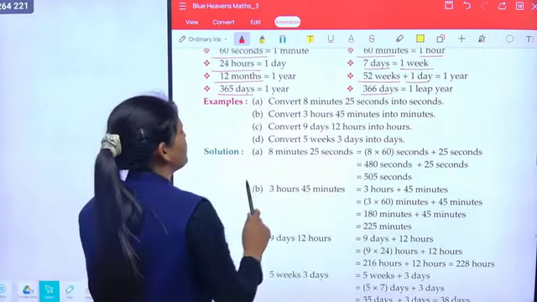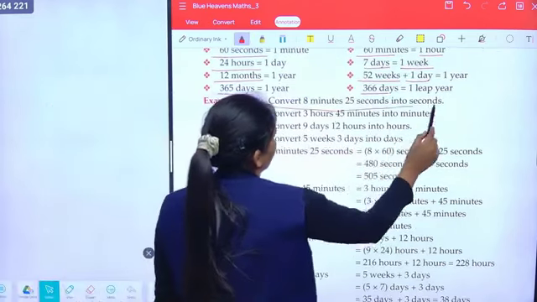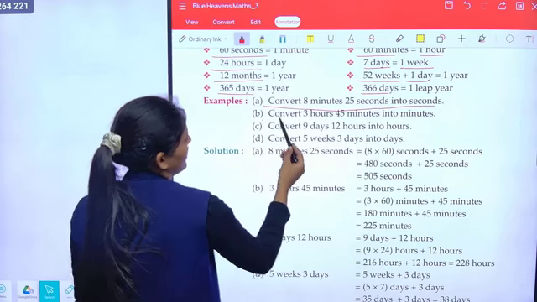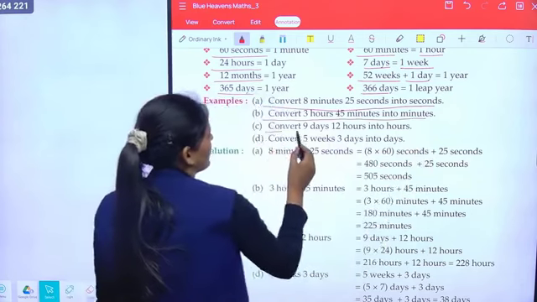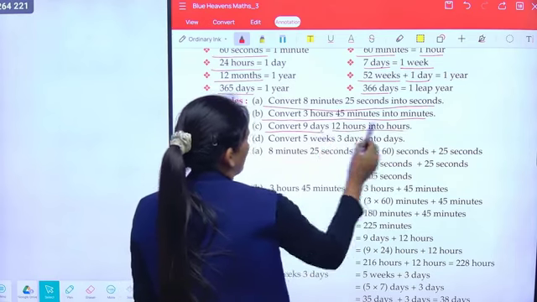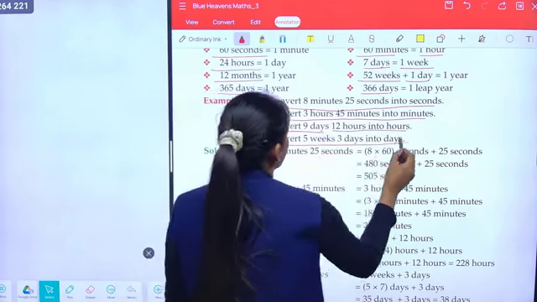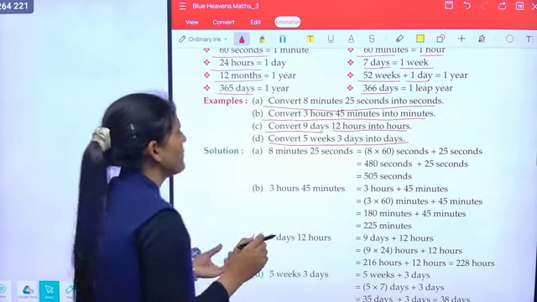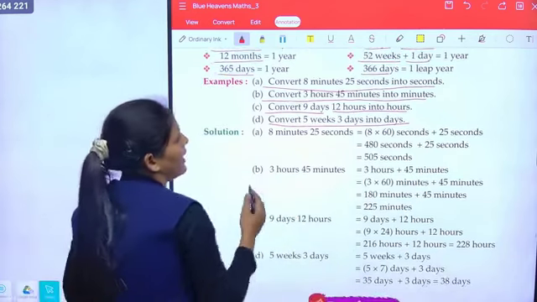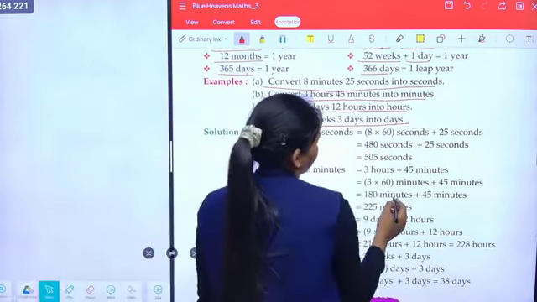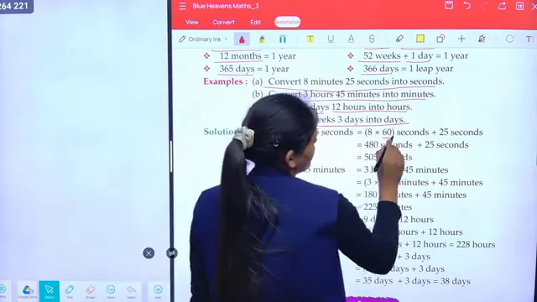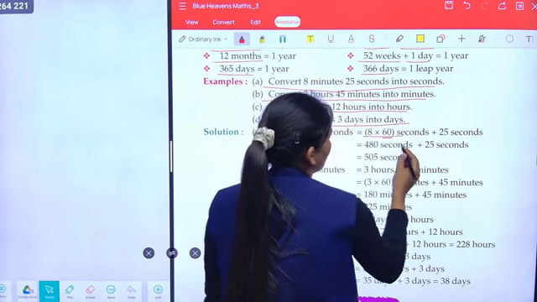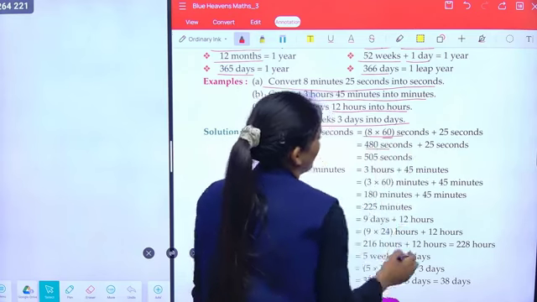Okay, example. Convert 8 minutes 25 seconds into seconds. Convert 3 hours 45 minutes into minutes. Now convert 9 days 12 hours into hours. Convert 5 weeks 3 days into days. Now see, first is 8 minutes 25 seconds. So we will multiply 8 into 60, 840.